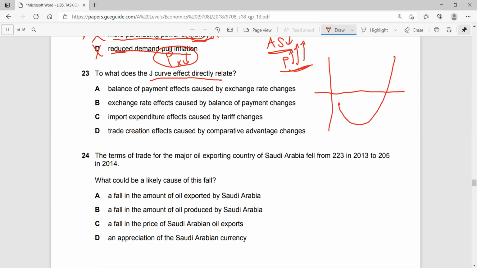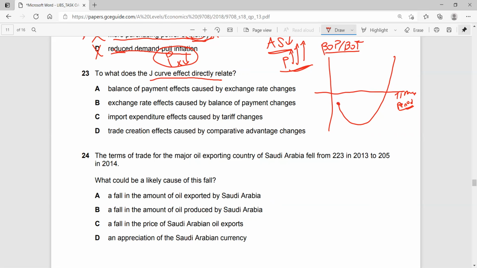That's where the J comes. Right. And the idea here essentially is that the exchange rate can impact your balance of payments or your balance of trade. So these are things you can write here. And this is your time period.